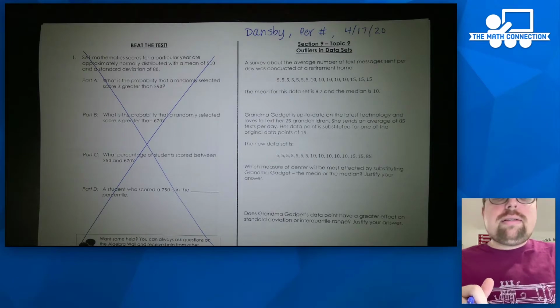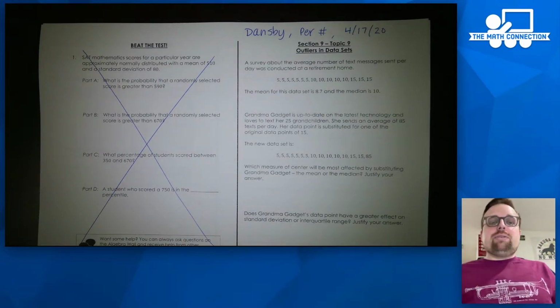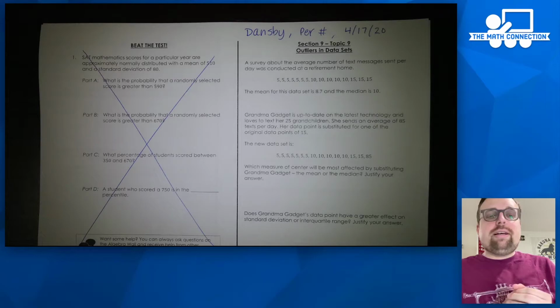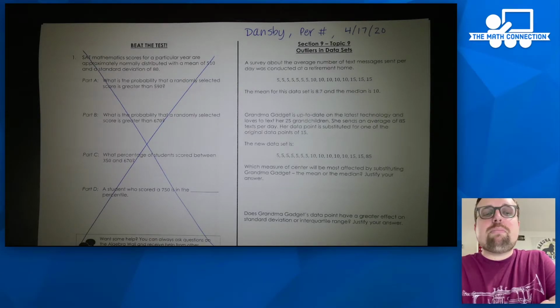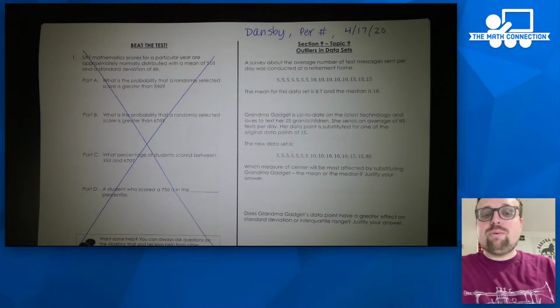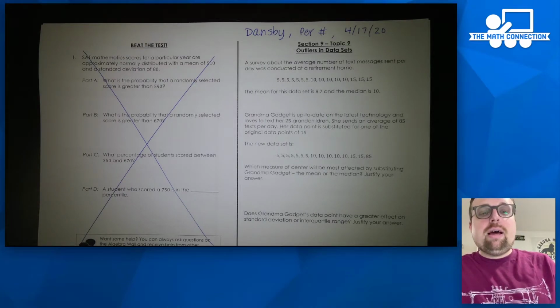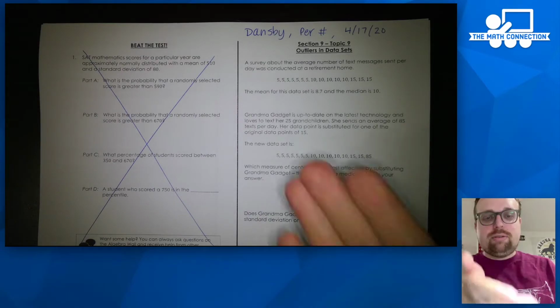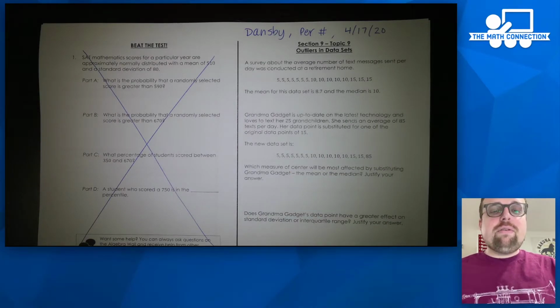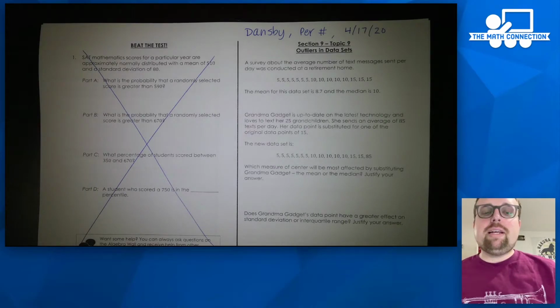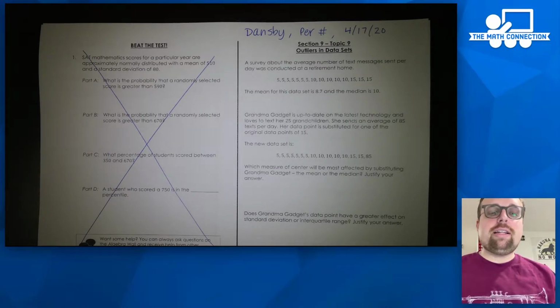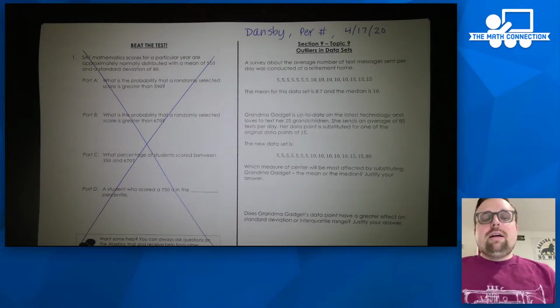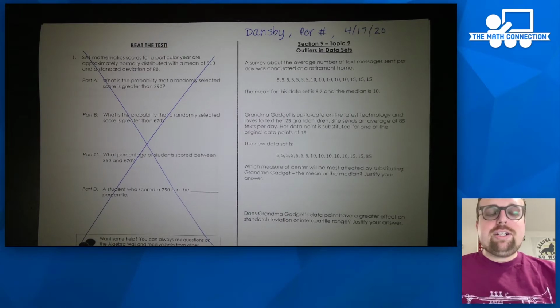Okay, so let's talk about outliers. So this question says, a survey about the average number of text messages sent per day was conducted at a retirement home. And that ranged between 5 and 15. There's the data set. The mean for this data is 8.7, the median is 10, so they've already calculated that for us. And then we have somebody named Grandma Gadget.